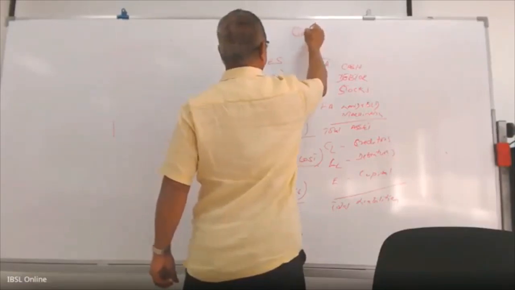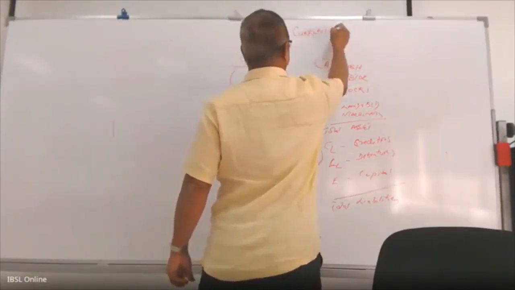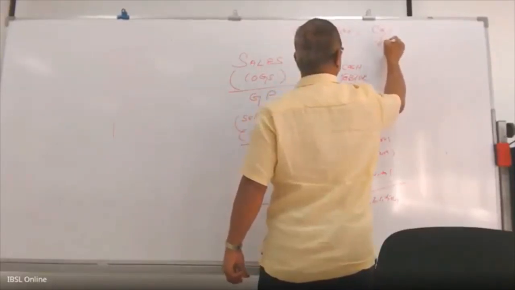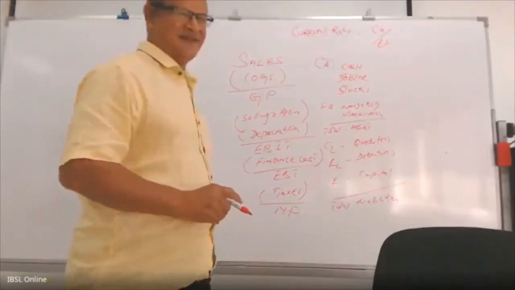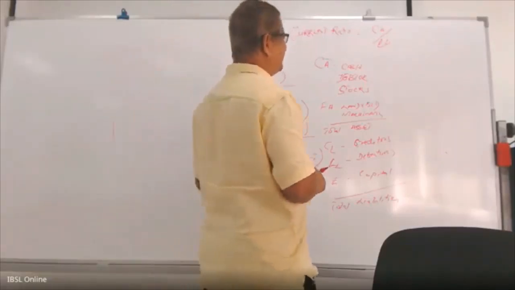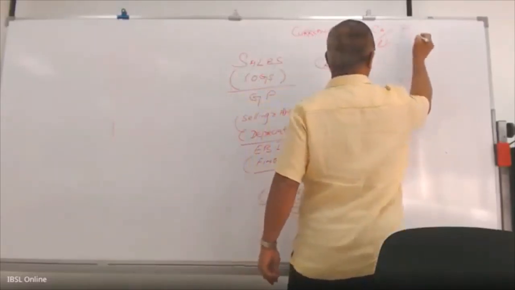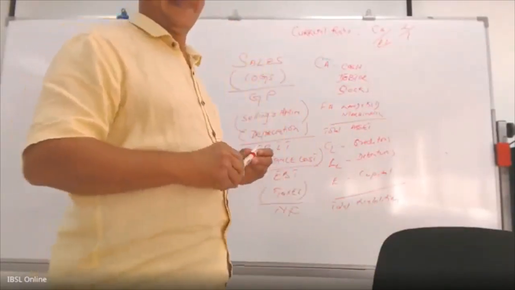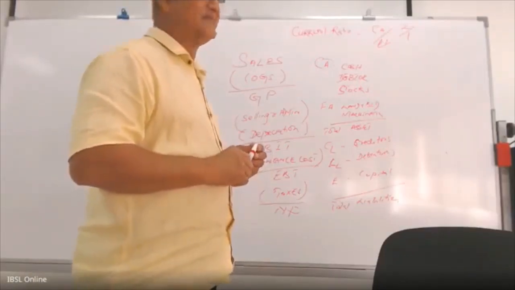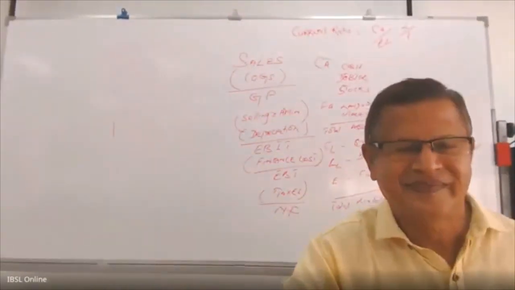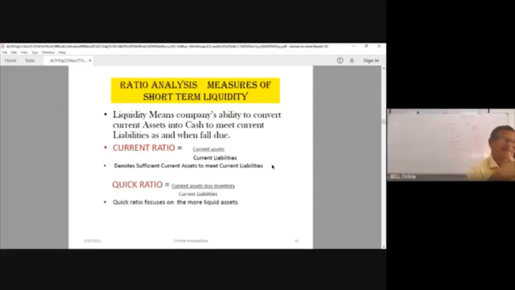Current ratio. Current assets divided by current liabilities. Generally, as a banker, what do you like to see this? If I say you have twice as much as current liabilities, are you happy? Okay, you see these are the two current ratio, the liquidity ratios.